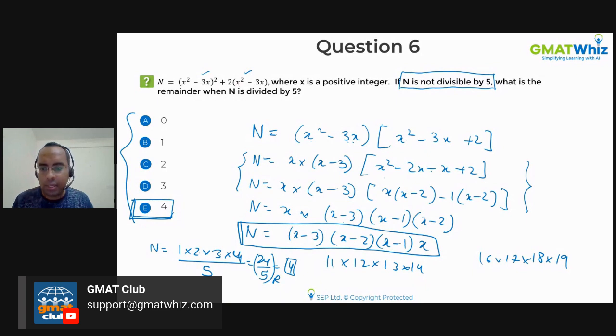Let me see some other comments. Yeah, 0 is divisible by 5, I agree. So what? I didn't understand your question. 0 is definitely divisible by 5, but I'm looking for a number which is not divisible by 5. And x is a positive integer. A positive integer starts from 1, it does not start from 0. I hope you are aware of these two concepts. If you have any doubts, please ask. Let me know if this is clear or not, guys.